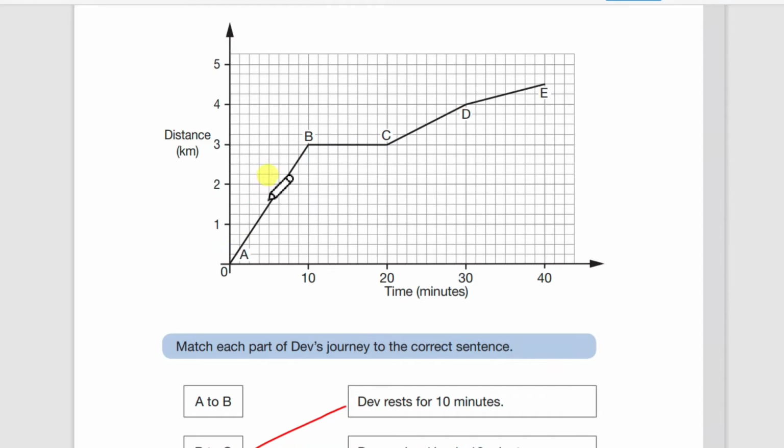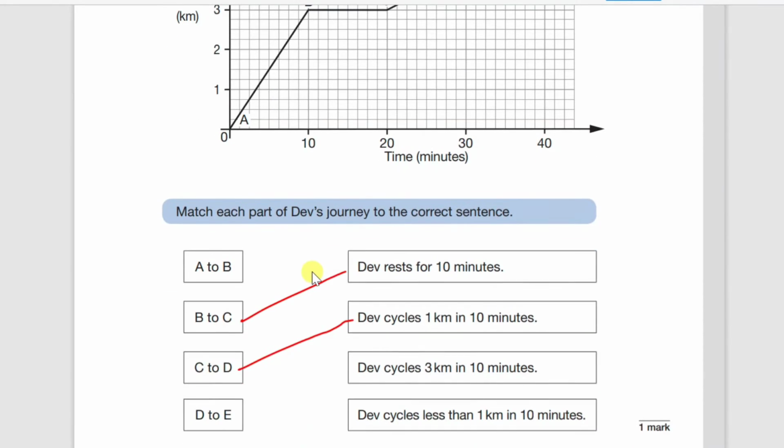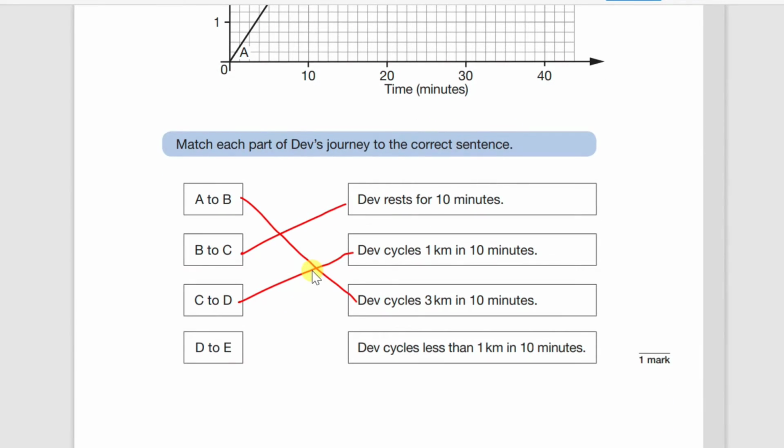Dev cycles 3 kilometers in 10 minutes. Well, this is a fast one. He goes from 0 to 3. So that's 3 kilometers in 10 minutes. That's A to B. That means the last one is obviously, let's have a look. Is that the last one? Is D to E. Nice.